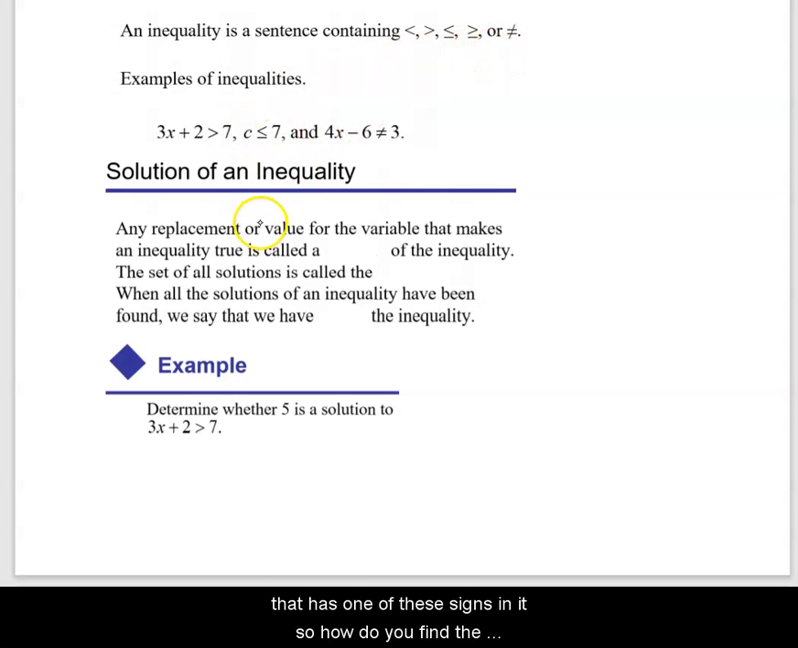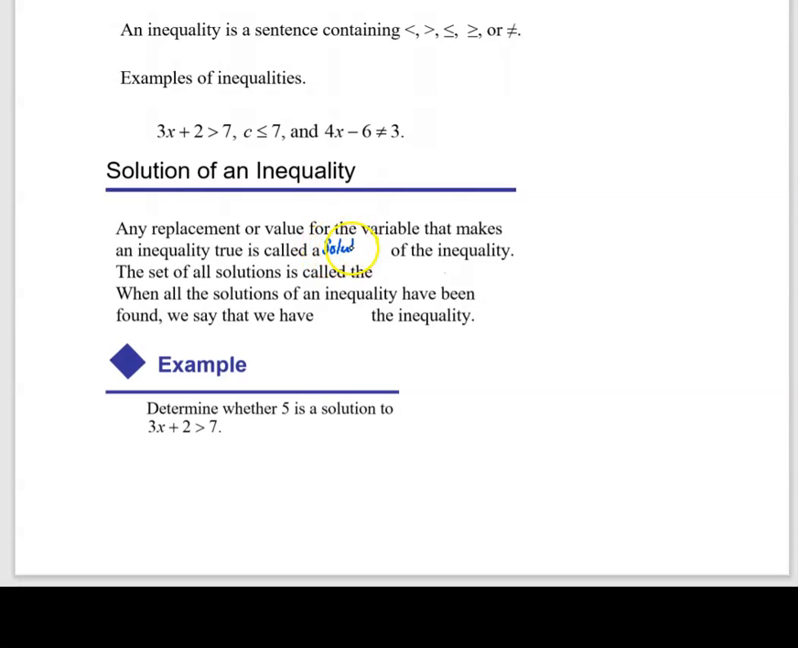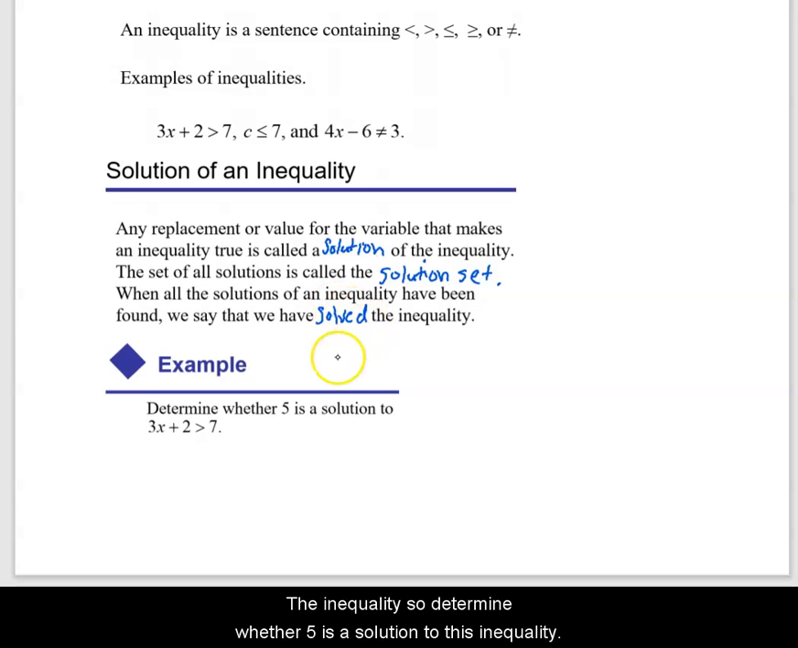So how do you find the solution to an inequality? Any replacement or value for the variable that makes an inequality true is called a solution of the inequality. The set of solutions is called the solution set. When all the solutions of an inequality have been found, we say that we have solved the inequality.